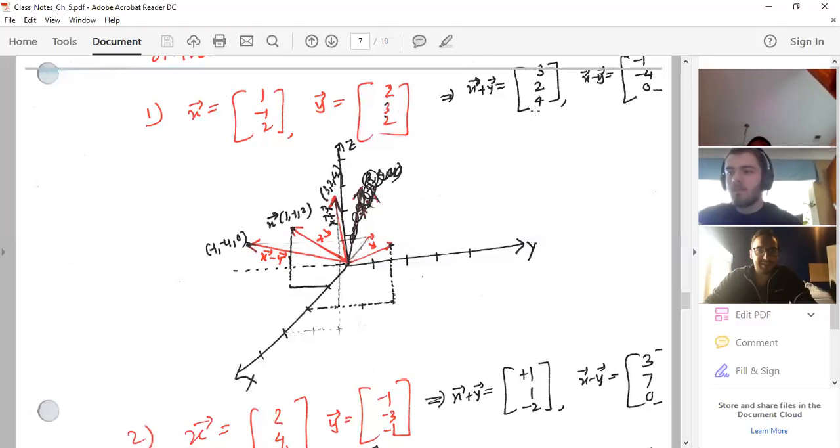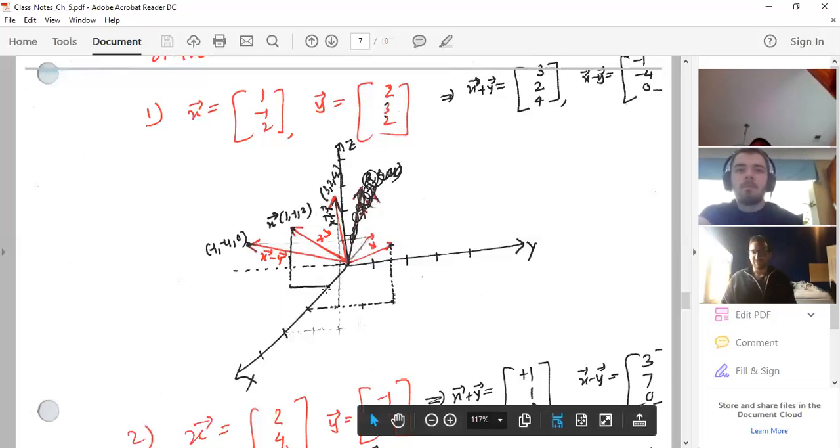Can you hear me guys? Look at here. Yes, sir. Yeah. So what will happen here? This vector will go like this. This vector will go like this. Okay, and addition, this is 3, 2, and 4. 3, 2, and 4 will be like this. This is 3, 2, and 4.